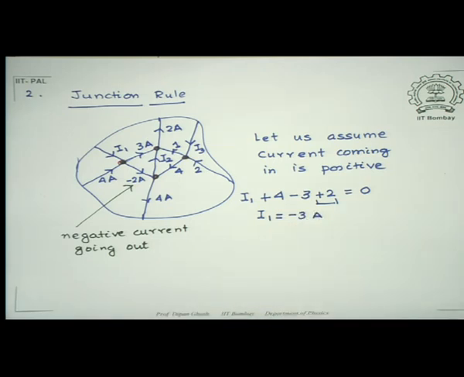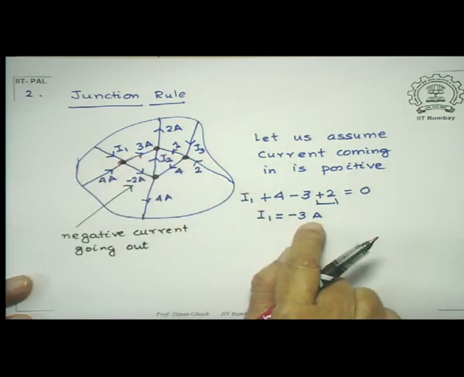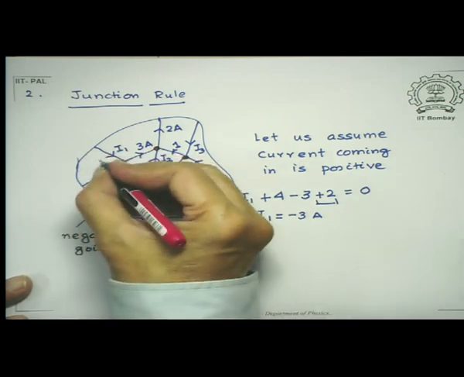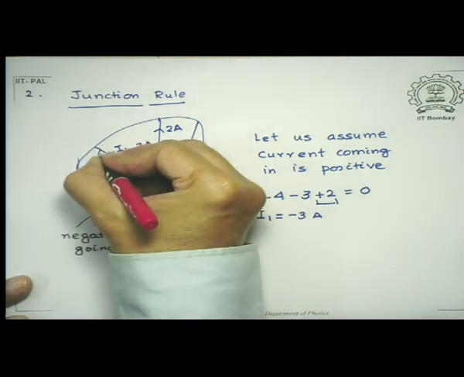So what am I trying to say here? What we are saying is that what you have done is probably wrong, it's not wrong, but I1 is turning out to be negative. In other words, my actual direction of current here should have been like this.